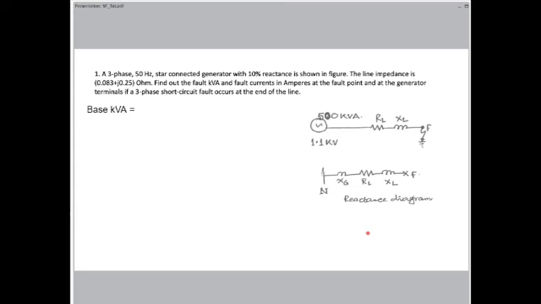Calculation easier. And in this case, how many equipment do we have? We have one equipment, which is a generator. Three-phase generators are connected, 50 hertz, and it's rated at 500 kVA, 1.1 kilovolt is the rated voltage. And after that, what do we have?